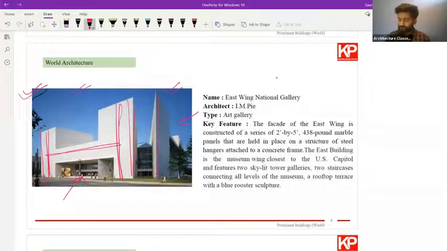So all the things we need to remember for our exam are the image, its name, and the architect. The type and the key features are just for your additional understanding. You need not remember these things, but these three things are important.